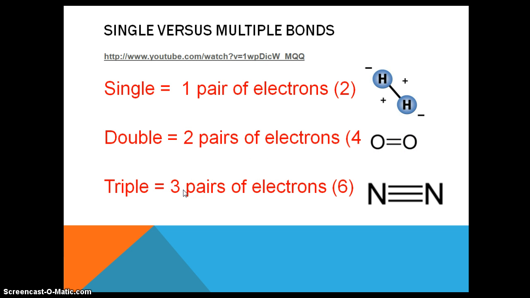A triple bond then shares 3 pairs of electrons, so 6 altogether. Nitrogen will bond with itself in 3 different spots because it's in group 5, so it has to get 3 more electrons to get to an octet. So these are the 3 types of bonds.